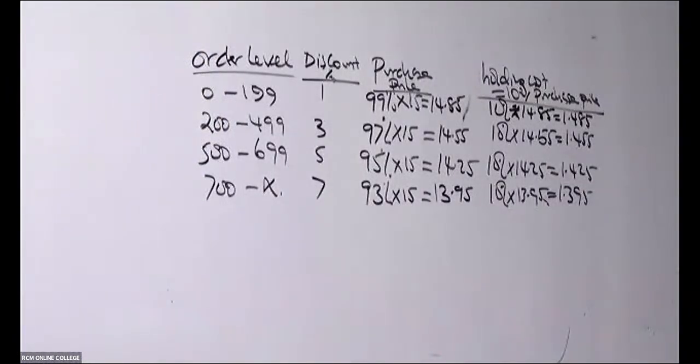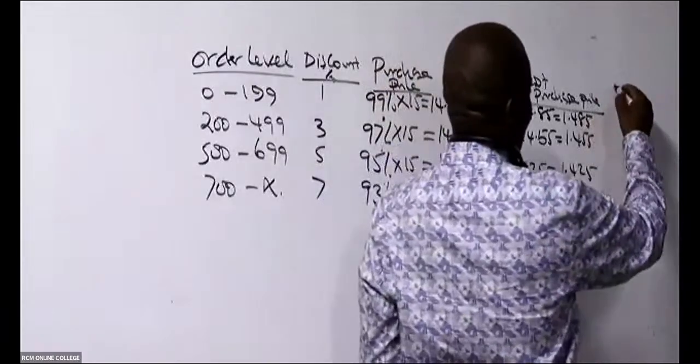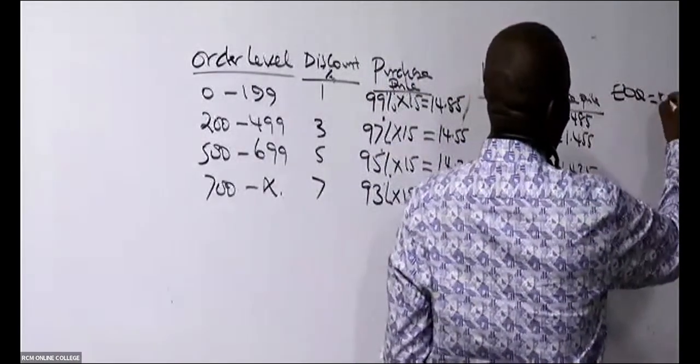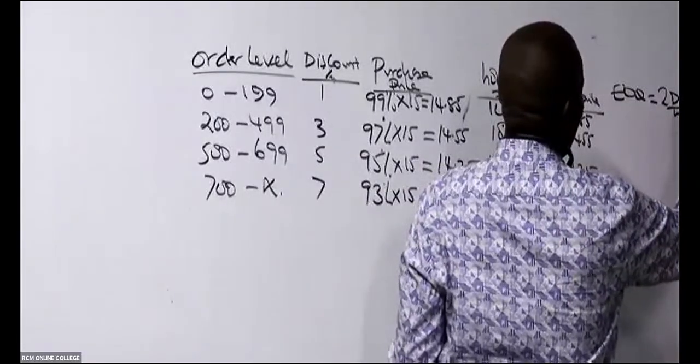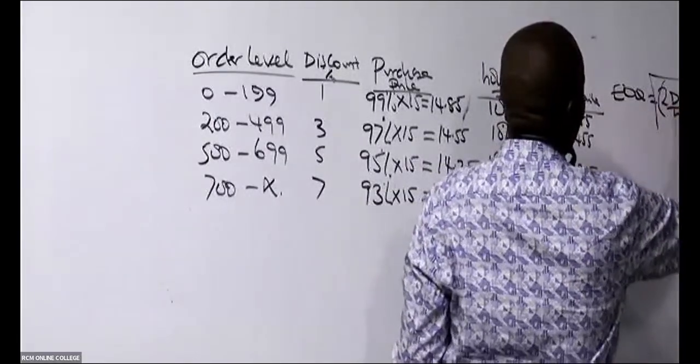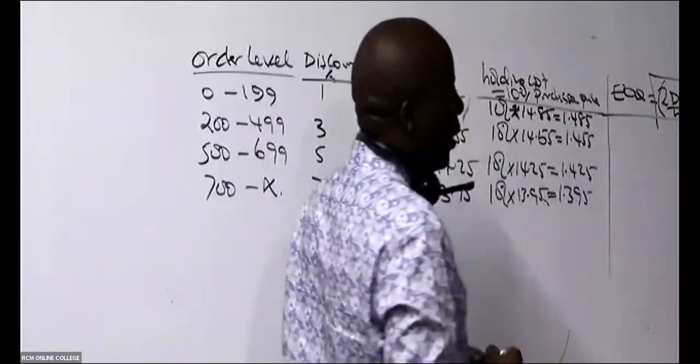So please go ahead and give me EOQ for each of those. Give me now EOQ for each level. They must have forgotten the formula, but those are not my students who have forgotten the EOQ formula. It is the square root of 2DCO over HC.